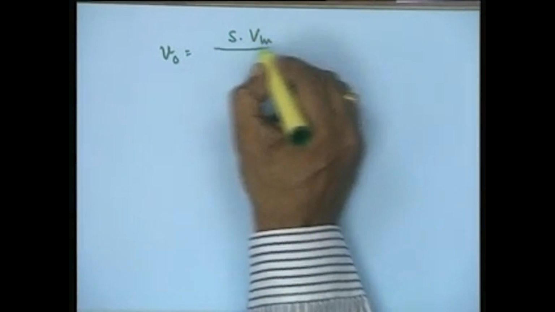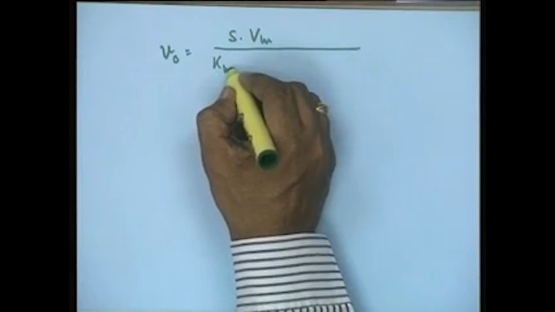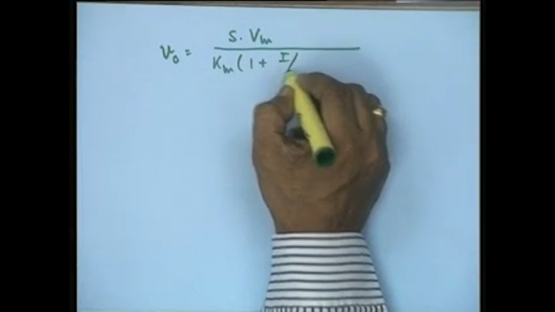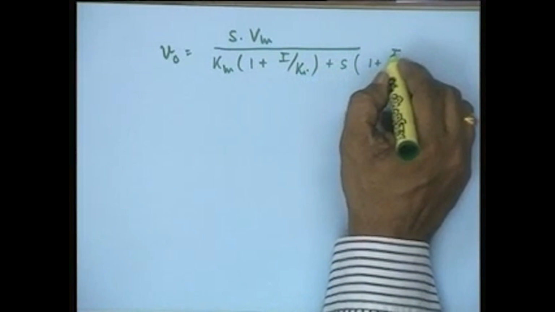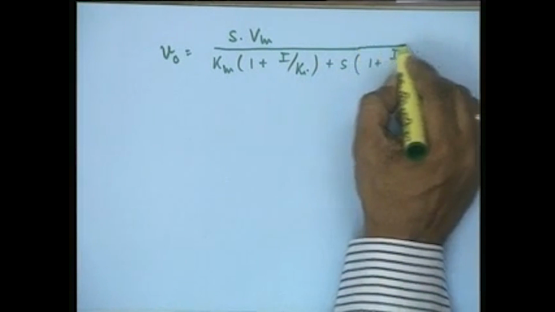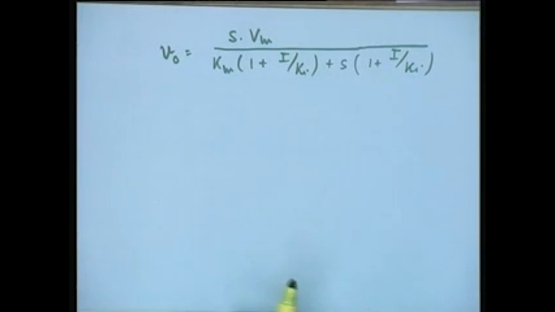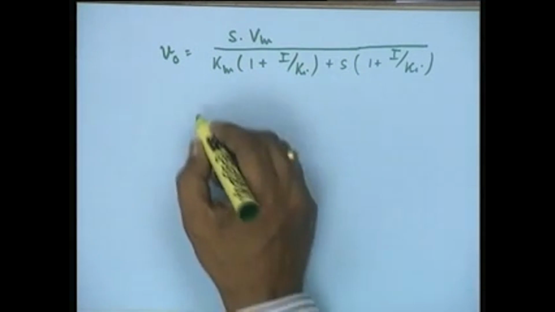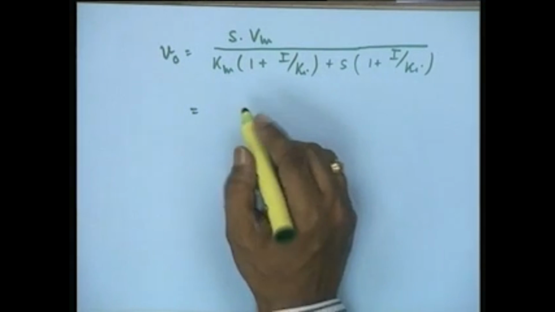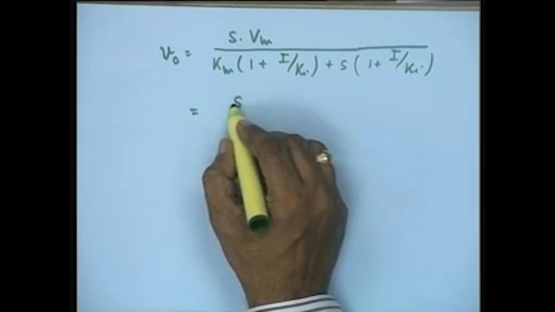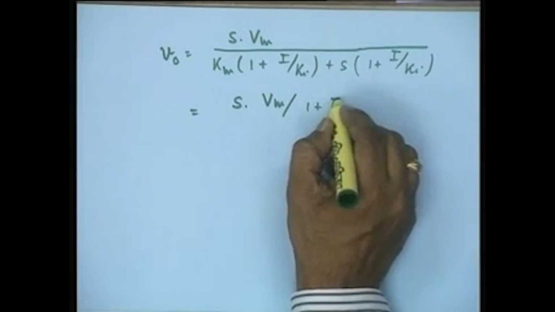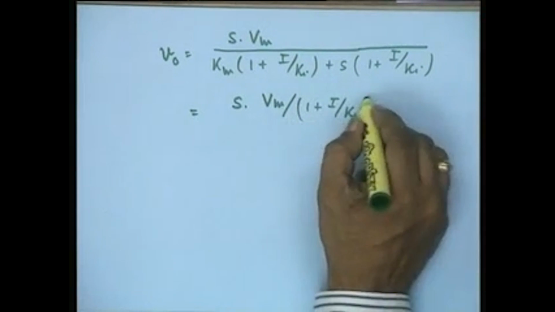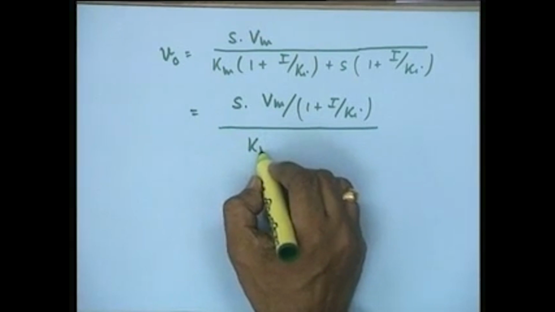Under such conditions one can write the rate expression for a non-competitive inhibitor as S into Vm over Km (1 + I/Ki) + S (1 + I/Ki). Or, just to simplify to look at the effect on the Km and Vm values, if we divide both numerator and denominator by (1 + I/Ki), we get S into Vm divided by (1 + I/Ki), whole divided by Km + S.